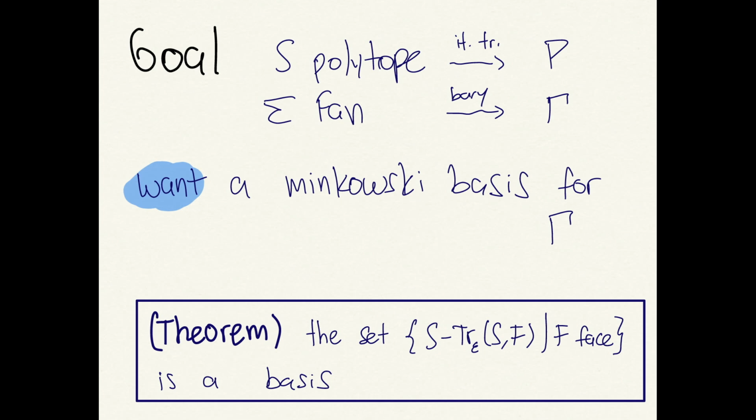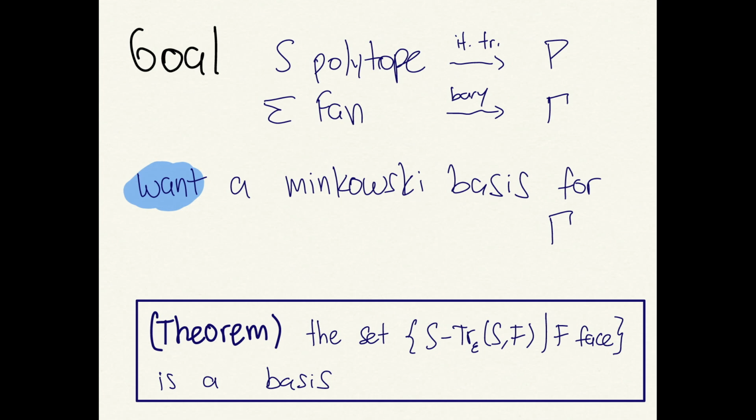Now the number of rays of a barycentric subdivision is known: you get one ray for each face of the original polytope, or one ray for each cone of the fan. So at least on the numerology, my basis needs to have one element for each face of the original polytope, or one element for each cone of the original fan. And this makes some sense.